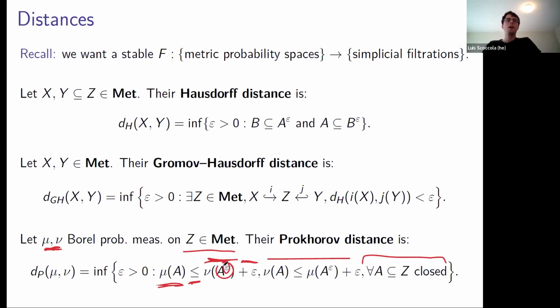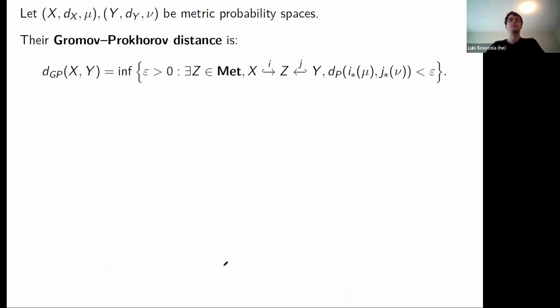metric set. And then to extend it to abstract metric probability spaces, we're going to do the same thing as we did with the Gromov-Hausdorff distance. So if you're given two abstract metric probability spaces, the Gromov-Prokhorov distance is again the infimum over all epsilons such that, okay, now you isometrically embed both x and y in some common metric space Z. You push forward their measures, the measure of x and the measure of y, and now you use the Prokhorov distance to compare the measures. Okay, so that's completely analogous to the Gromov-Hausdorff distance, but it's now comparing measures.